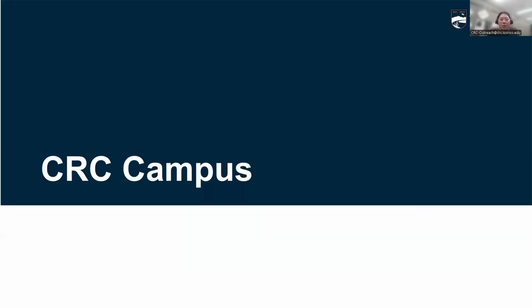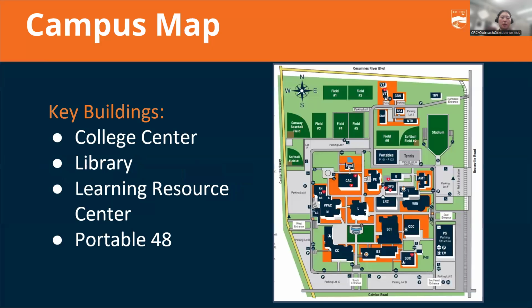All right, let's go ahead and do a quick overview of our CRC campus. I am going to start out with the CRC campus map. So this is a map of our CRC main campus. As you can see, we do have 360 parking, which is really nice. If you've been to our campus, it is very nice. It's almost very park-like.